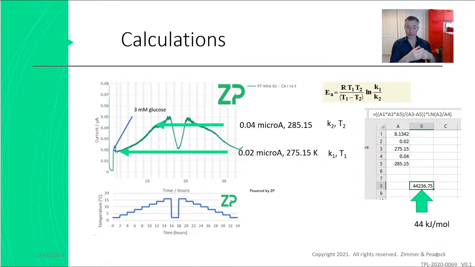essentially it's a chemical reaction going on. Glucose gets converted to glucolactone, and therefore that has an activation energy. I've been able to calculate the activation energy by using an Arrhenius equation. I knew my rate, my temperature, my other rate, my other temperature, and my gas constant, and I was able to calculate that, with this rate versus temperature, I've got an activation energy of 44 kilojoules per mole. So that tells me that this is actually a chemical reaction.